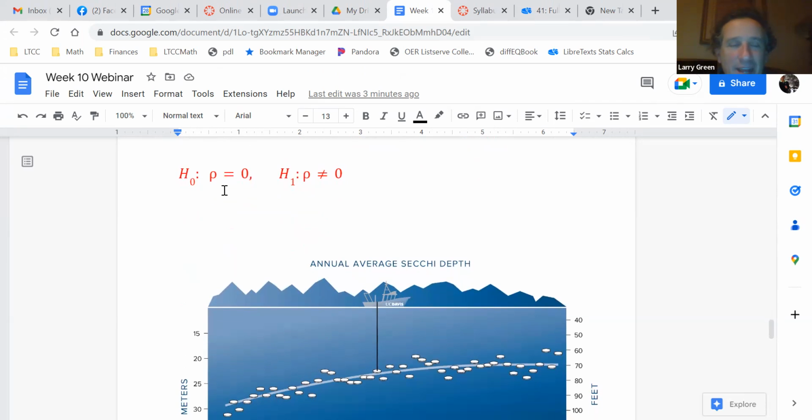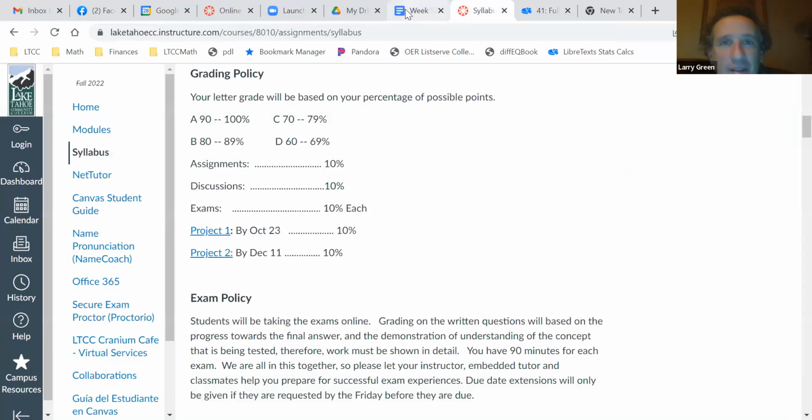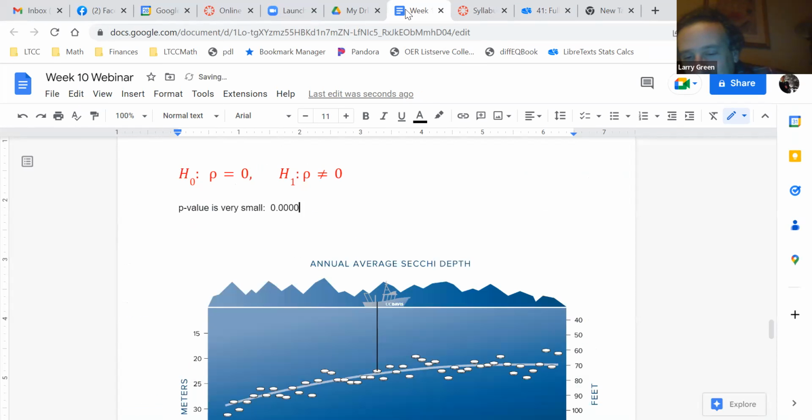So we have H naught: rho equals 0, H1: rho not equals 0. The p-value is very small. I forgot how many zeros there were, but it was a lot of them. Yeah, 12 zeros before the 256. So 1, 2, 3, 4, 5, 6, 7, 8, 9, 10, 11, 12, then 2, 5, 6. Tiny, tiny p-value.